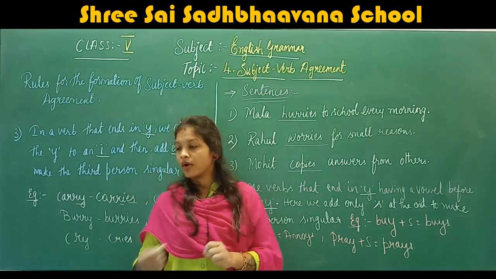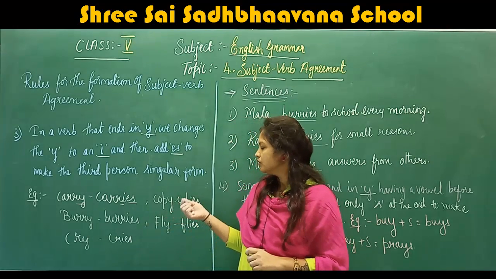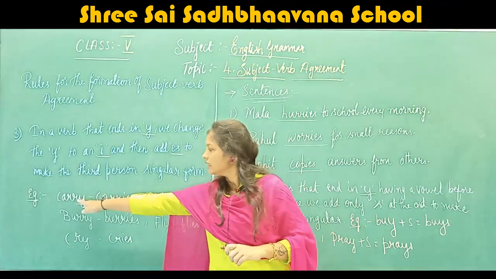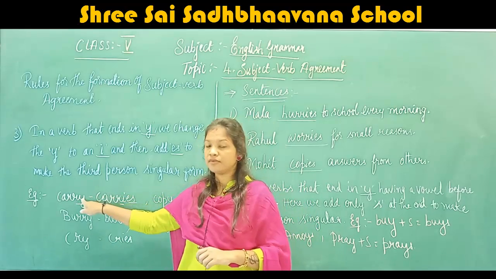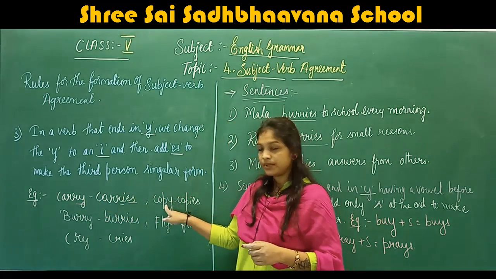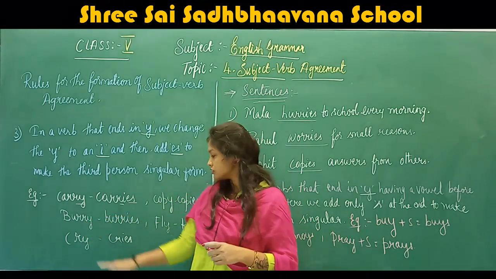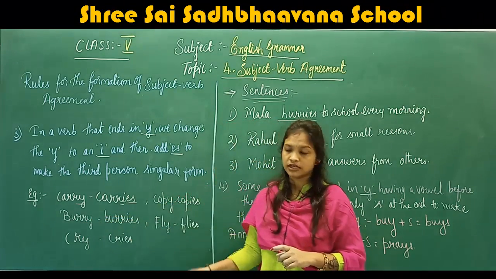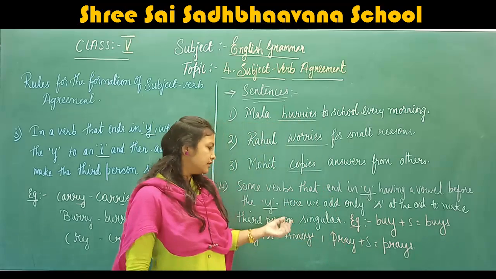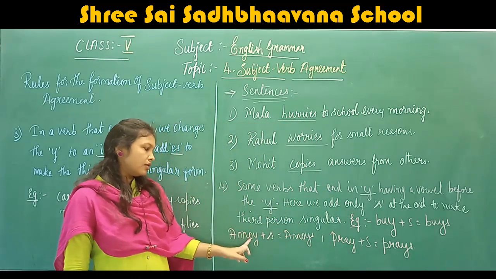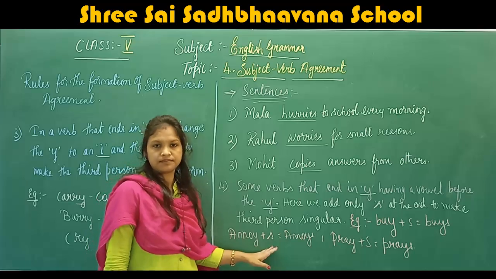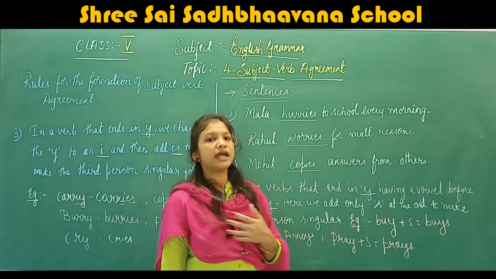Understood, children? In the third point, there is no vowel sound before the y. In carry, r is a consonant; here also t is a consonant, and here l is a consonant. So we have removed the letter y and added i and es. In the fourth point, the letter y has a vowel sound before it, so we have not removed the letter y and we added just es. Understood, children? I hope you have understood the third and fourth points.